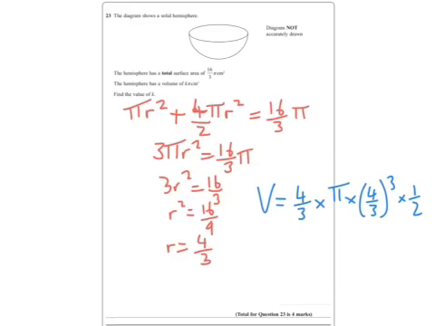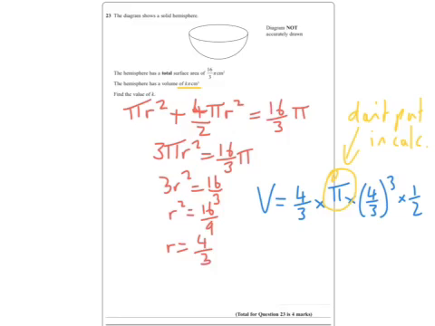So 4 thirds is from the formula. 4 thirds cubed, because r is 4 thirds. We've got half a sphere, so that's where the half comes from. Now, we don't actually need to put pi in our calculator, so don't put it in the calculator, right? Because we want our answer in terms of pi.